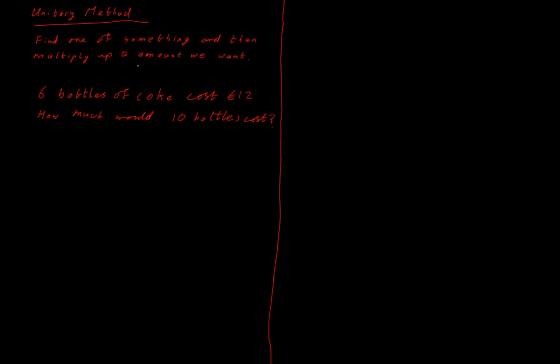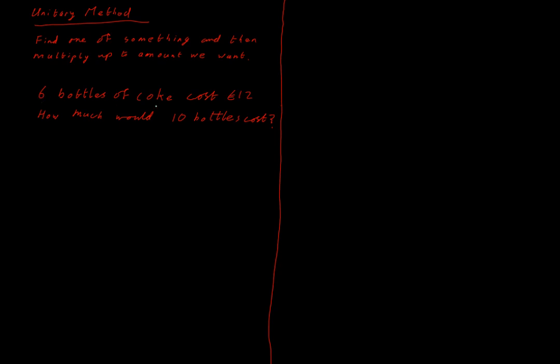Hello. Today we're going to look at something called the unitary method, which is going to be important for our work in financial maths. What we want to do with the unitary method is find out how much one of something costs, and then multiply up to however many of the thing we want. Let's put this in concrete terms by looking at an example.